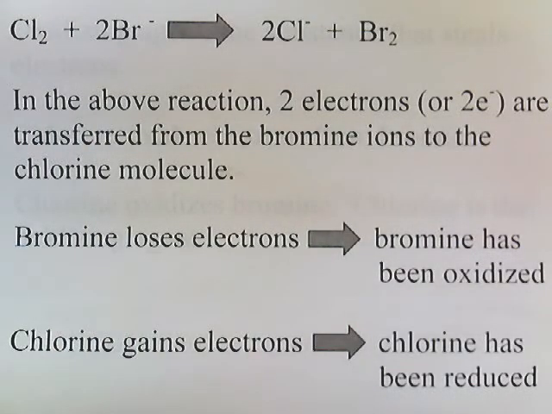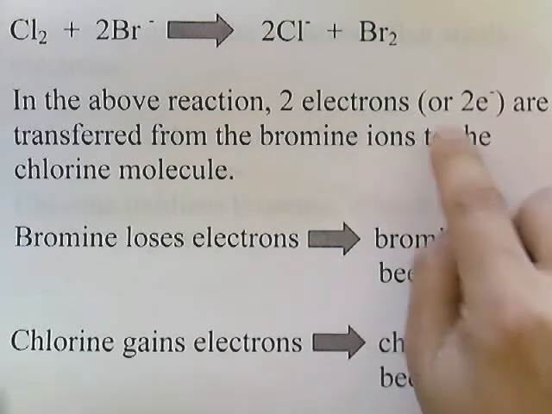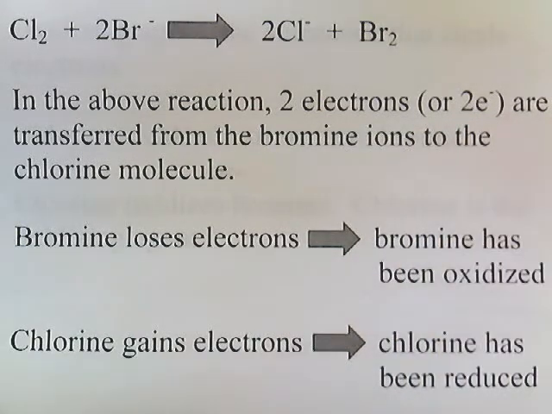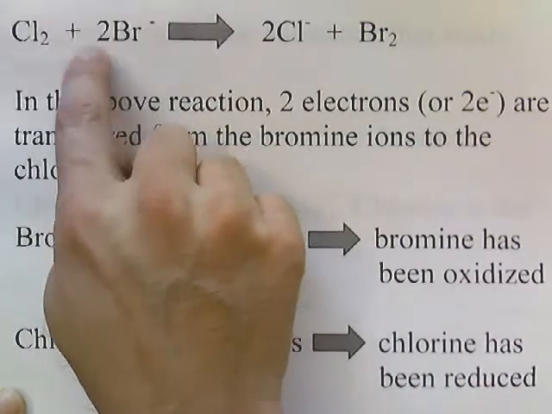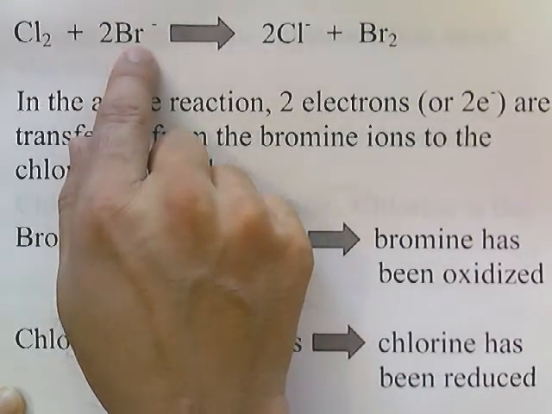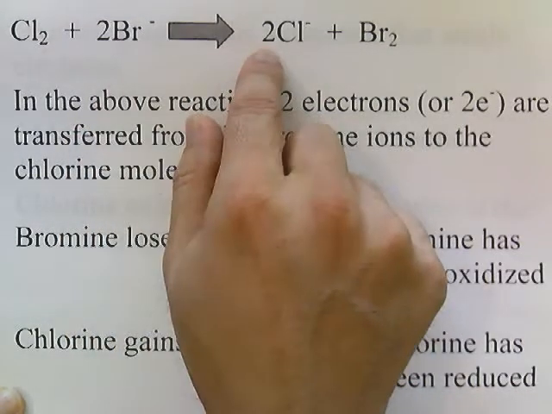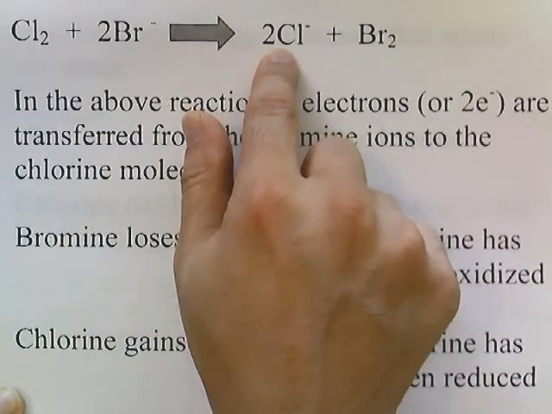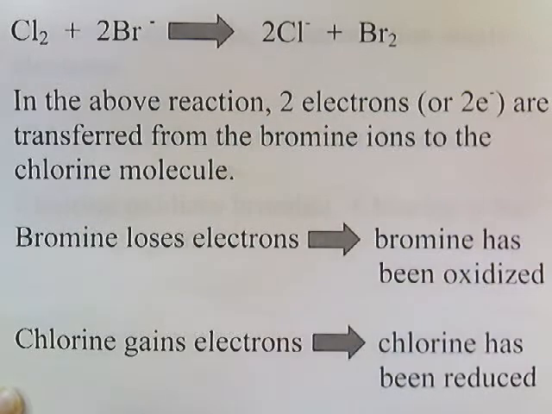Now in the above reaction, 2 electrons, sometimes abbreviated as 2e, are transferred from the bromine ions to the chlorine molecule. So here's 2 bromines, each bromine is holding an electron, and then after the reaction, the chlorine atoms are now holding the 2 extra electrons.